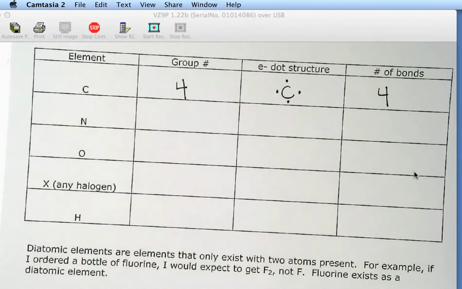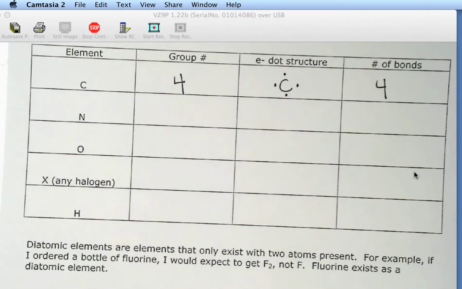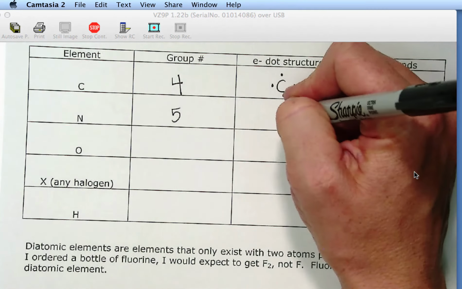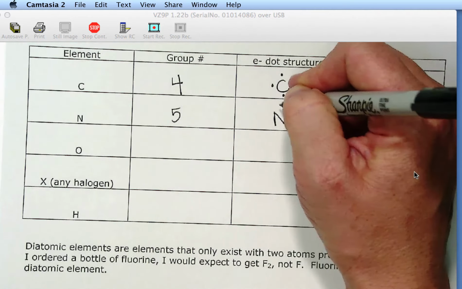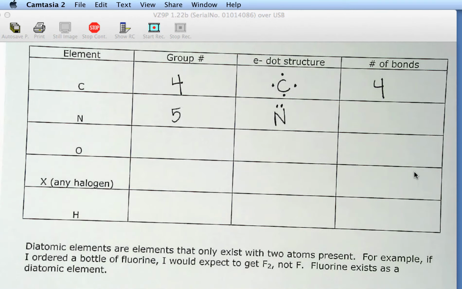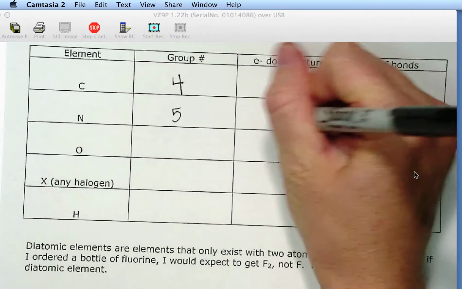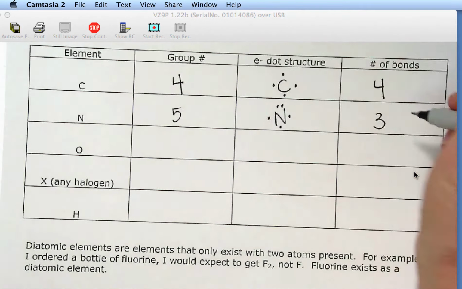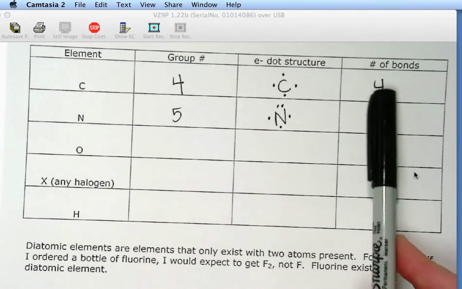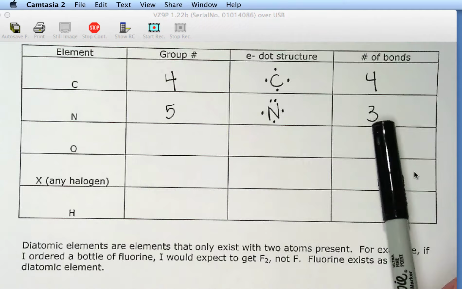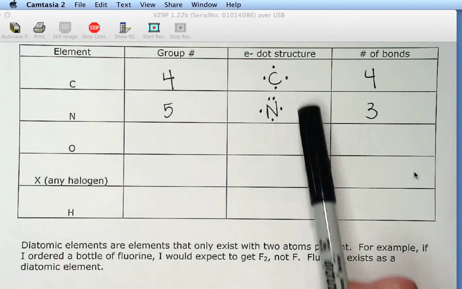Now, nitrogen, what group is nitrogen in? Okay, so the electron dot structure, what does it look like? Good, so 2 on one side. It doesn't matter which side. It can be the top, bottom, left, or right. And then you have 3 unpaired electrons. How many bonds will nitrogen form? 3. So carbon, you look, it's in group number 4. It forms 4 bonds. Nitrogen is in group number 5. You think, that forms 5 bonds. But that's not true. So if you're ever confused, just draw out the electron dot structure.